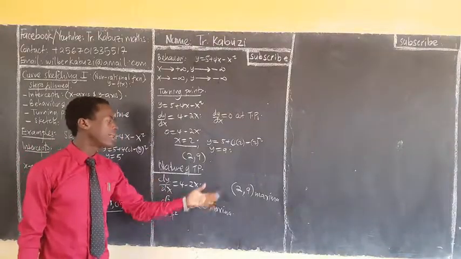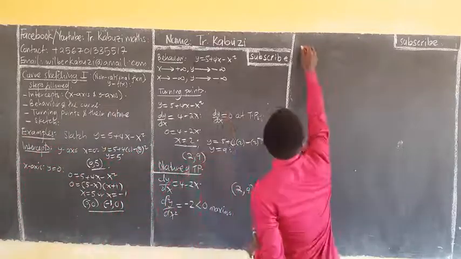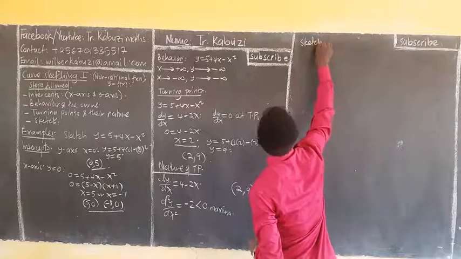Using the second derivative test, I think we saw that video. If it's positive, then it will be a minimum. But in simple terms, let us now see how we sketch.